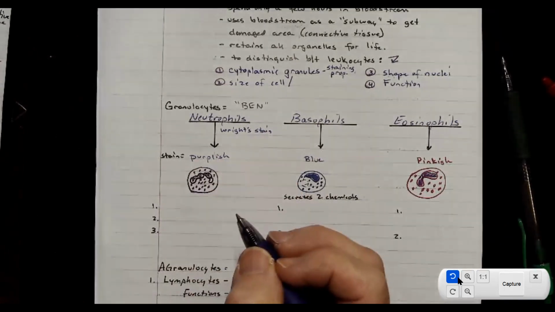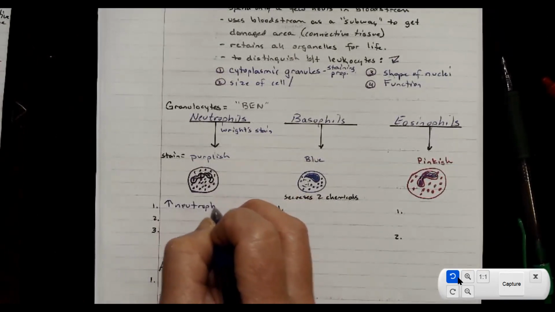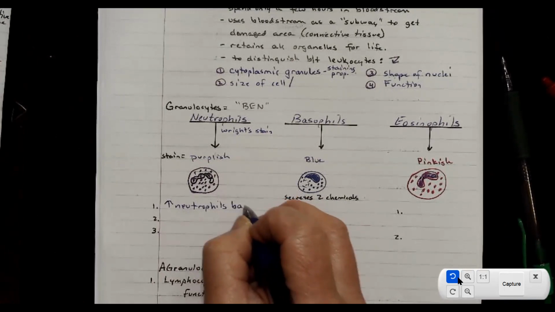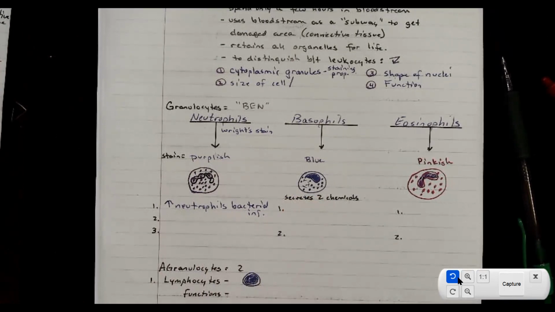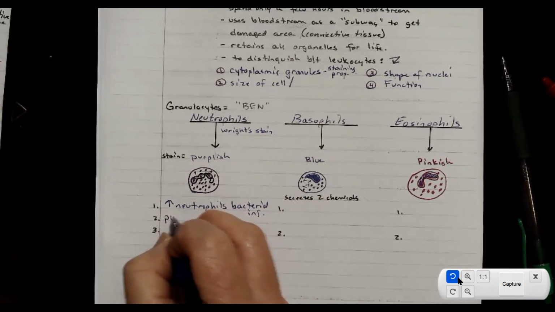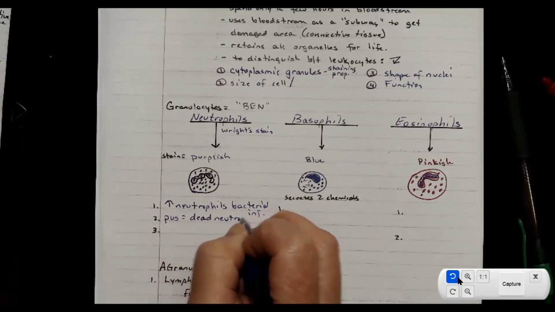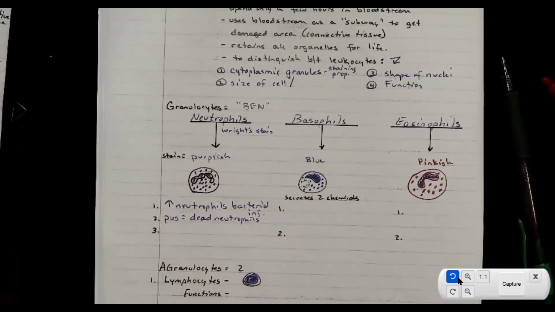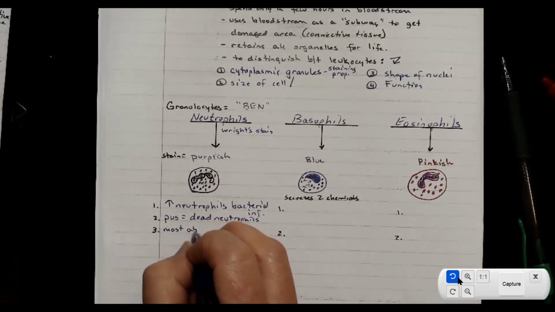So with the neutrophils, you have increased neutrophils for a bacterial infection. Pus equals dead neutrophils. So if you get a cut and it gets infected, you see a lot of ooze of this yellowish gunk, that's pus, and that is the dead neutrophils. And these are the most abundant of the white blood cell count.